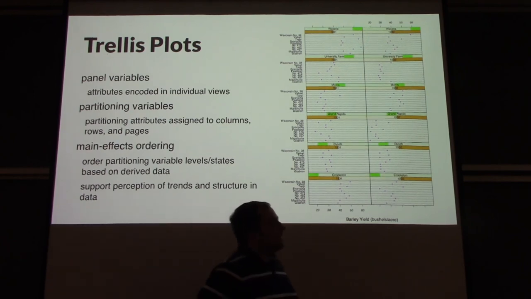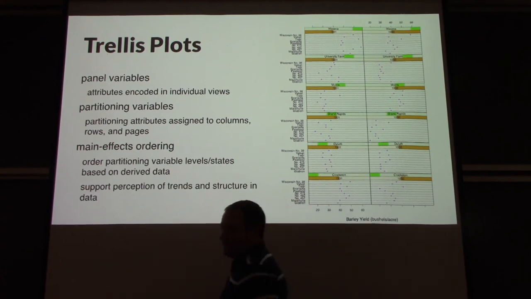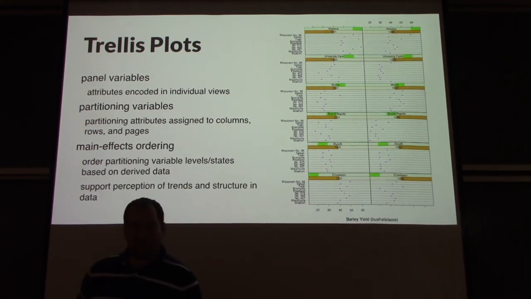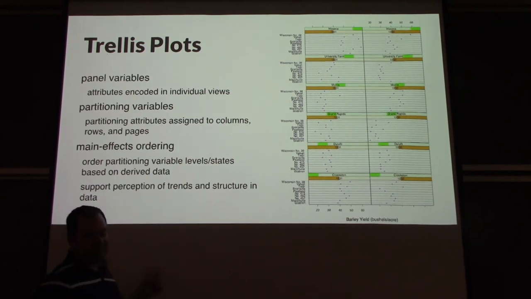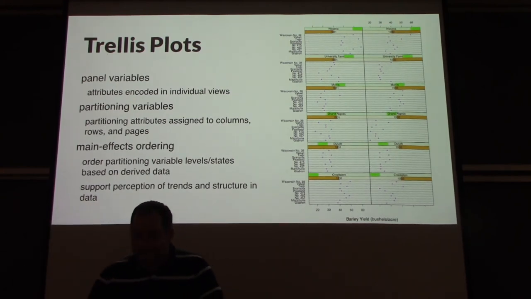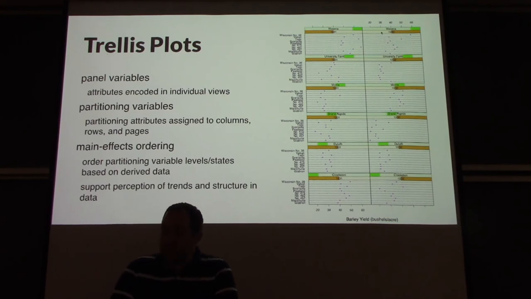An example of a visualization technique that takes this partitioning to the extreme is the trellis plot. In the trellis plot, we have panel variables, partitioning variables, and it also does things like main effects ordering. The panel variables are the attributes encoded in the individual views. What we see here is the barley yield in 1931 and 1932 in different areas, and then within those areas, four different types of grain.